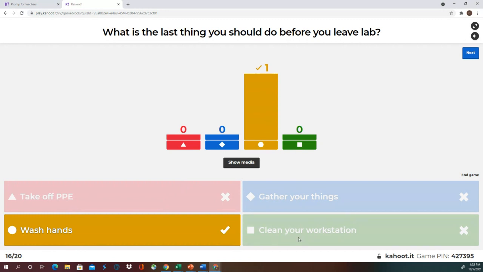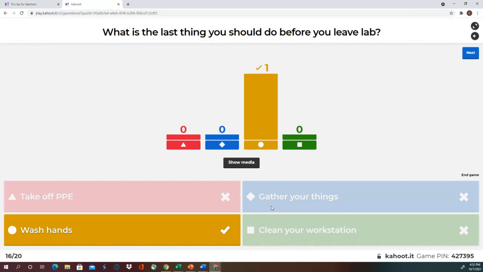And then one of the things you do want to do before you leave, not the very last thing, but one of the important things is clean your workstation. We have Lysol provided in the lab, and you spray down your apron and your workstation with Lysol before you leave. And then gather your things, and we do not work with our personal objects near us, right?